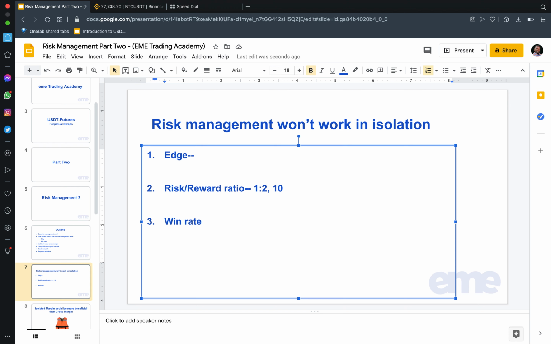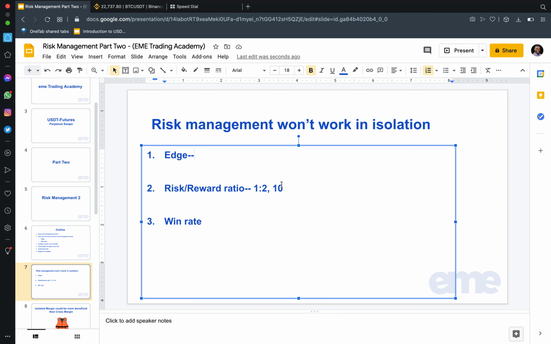All right, then there's also the risk reward ratio. You need to take note of that, and you also need to take note of your win rate. Your trading edge should be such that it gives you a greater win rate, and then you should have a risk reward ratio that is good, so that you get a greater probability of making profit in the long run.